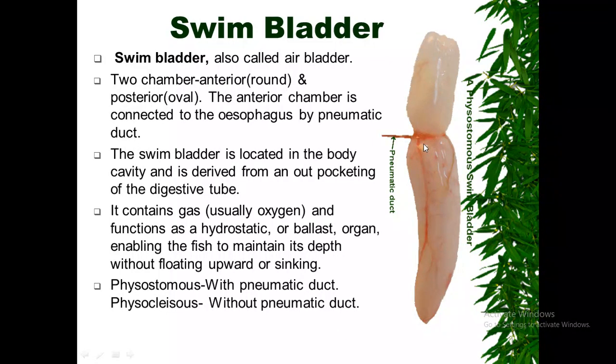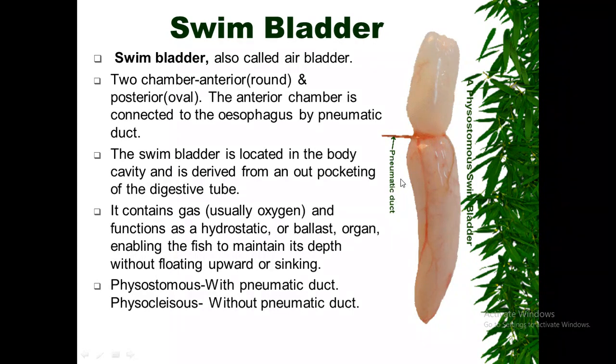The swim bladder is located in the body cavity and is derived from an outpocketing of the digestive tube. It contains gas, usually oxygen and other gas, and functions as a hydrostatic or ballast organ, enabling the fish to maintain its depth without floating upward or sinking.